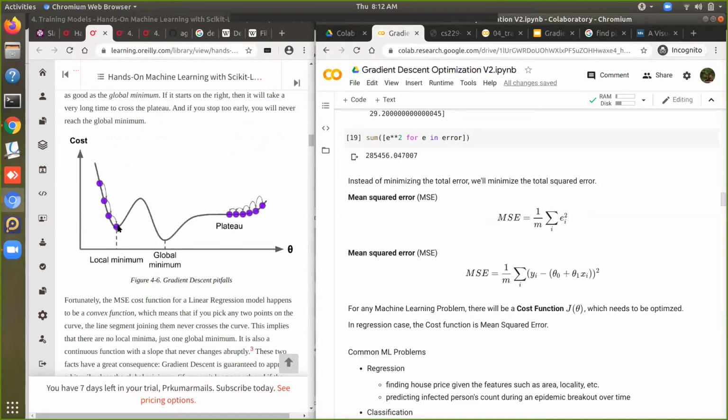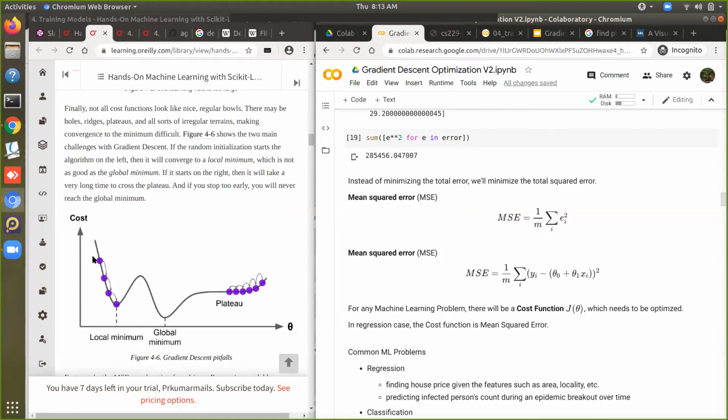there is something called local minimum and global minimum, and the plateau. Plateau is where there will not be very much difference in the slope. The global minimum is the most optimal point, and the local minimum is better, but not better than the global minimum.